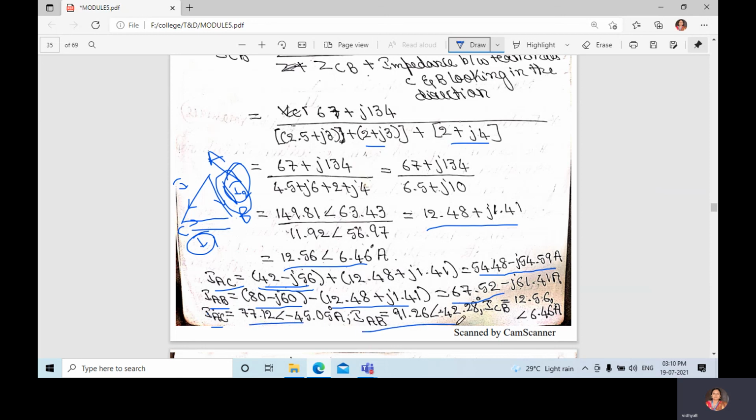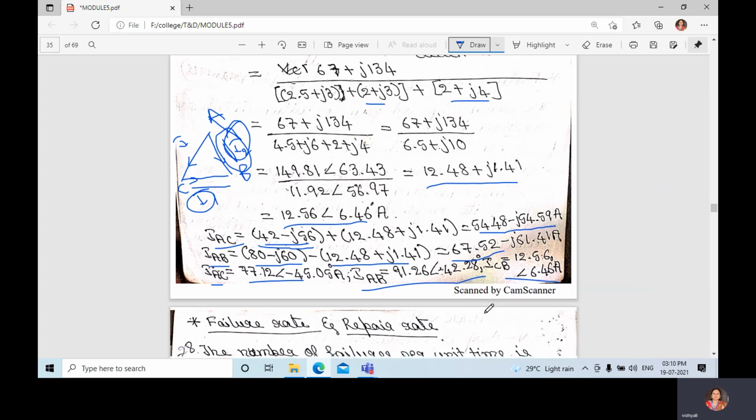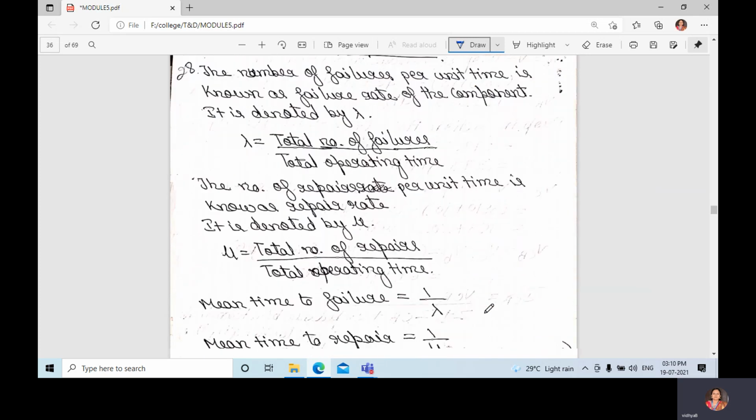Okay, all the currents they have converted into polar form. First you find out the current between A and C, for which you add. And from here to here, we first find out between C and B by using the voltage and impedance, and between B and A you subtract the current. Okay. In the next class we shall discuss the failure rate and repair rate. Okay.